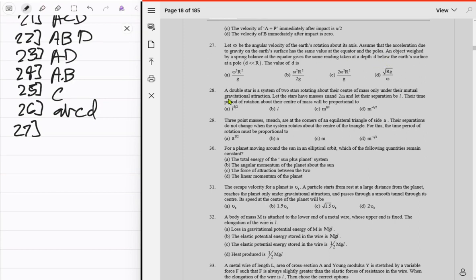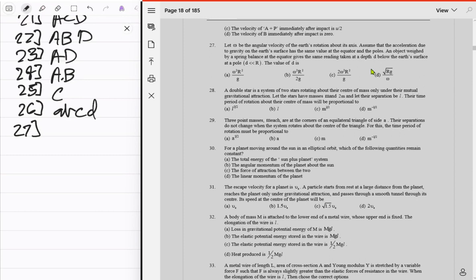What object weighed by a spring balance at the equator gives the same reading taken at a depth d below the Earth's surface at a pole? You have some tension force in that direction. The spring is massless, you don't have to worry about that actually.